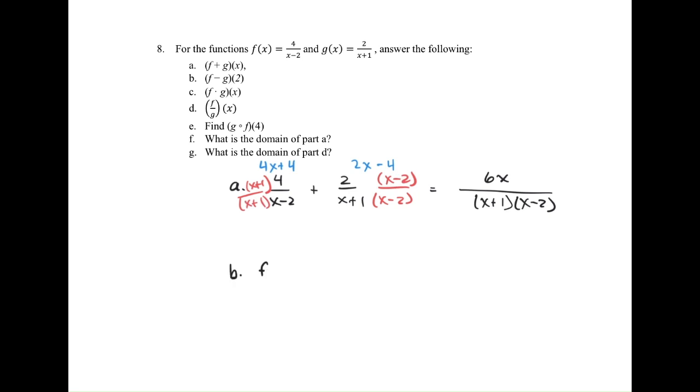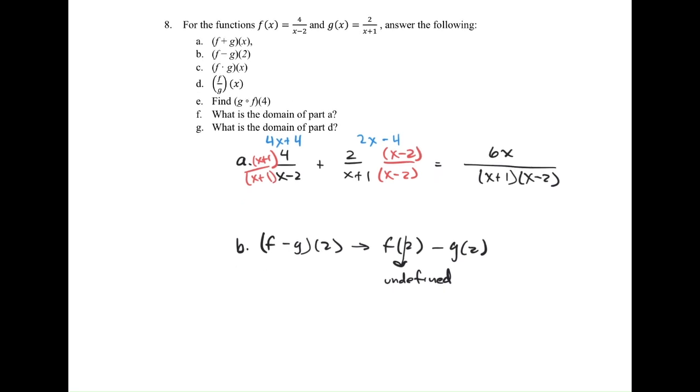Part B, f minus g of 2. This can be thought of as f of 2 minus g of 2. The problem here is f of 2, 2 subtract 2, f of 2 is undefined. So we can't subtract g of 2 from something that's undefined, so the whole problem is undefined.